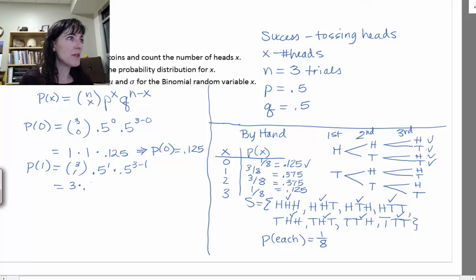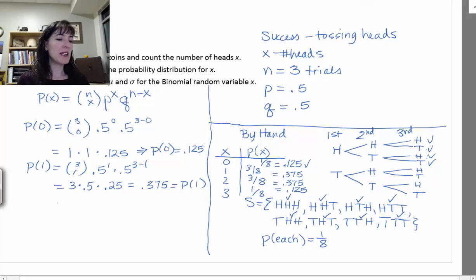times 0.5 times 0.25, which ends up being 0.375. And that's the probability of seeing exactly 1 heads in 3 trials.